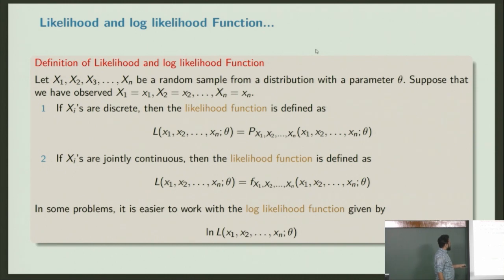If it's continuous, then remember that in discrete we use P, the PMF, and if it's continuous, we use f, the PDF. This is just a change of notation. In some cases it's easier to look at the log likelihood rather than the likelihood. Why? Because if you look at the normal distribution, you have an exponential of something. If you take the log, the exponential goes away, and you have a simpler expression to maximize.